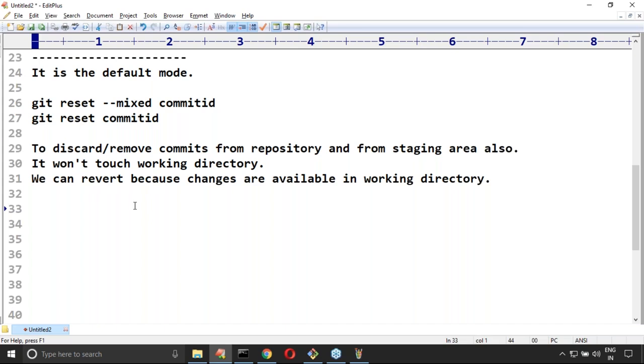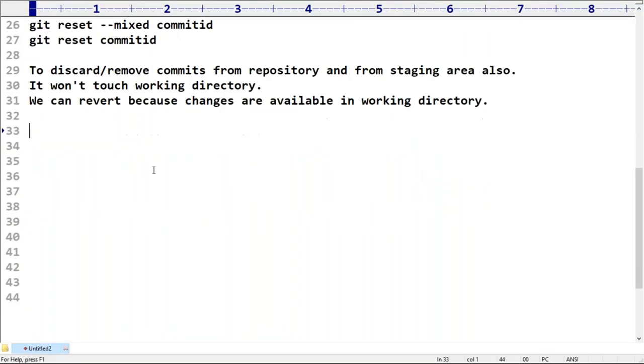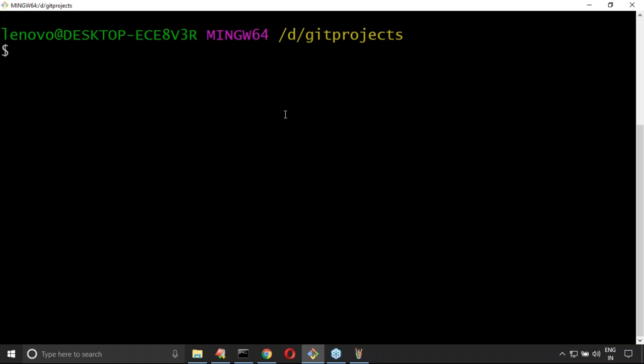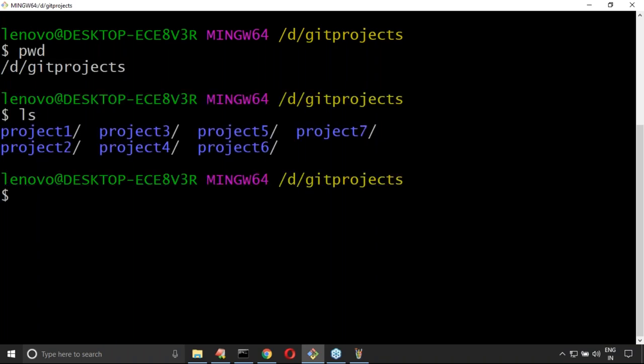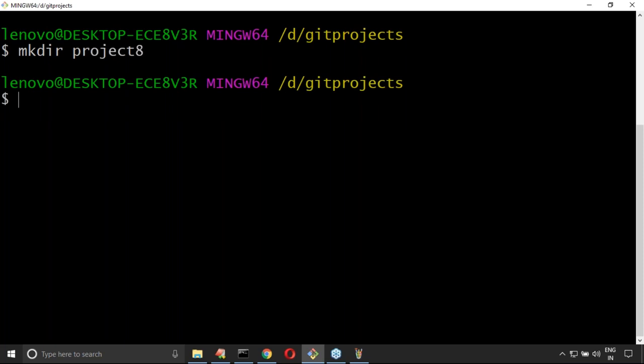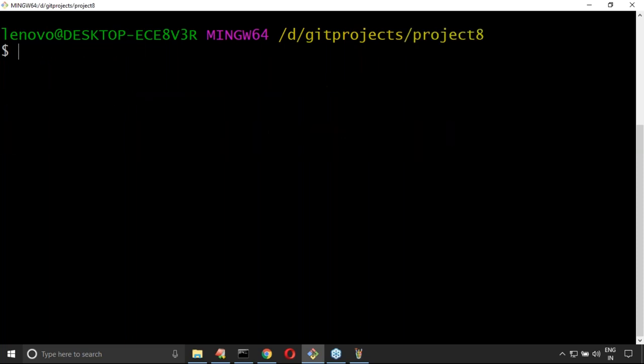You may ask, can I go for a small executable program, executable code? Okay, so let me go for that. Here I'm in the git projects directory, ls. Project 7 is there. Let me create a new project, sir, so that you won't get any confusion. Here just observe carefully. mkdir project8, cd project8. Let me enter into that. Here I'm taking git init compulsory.